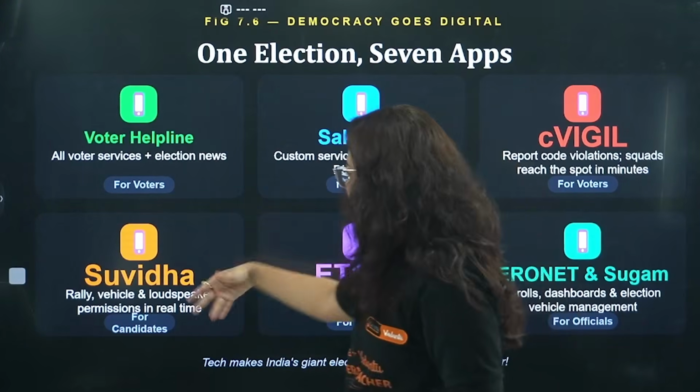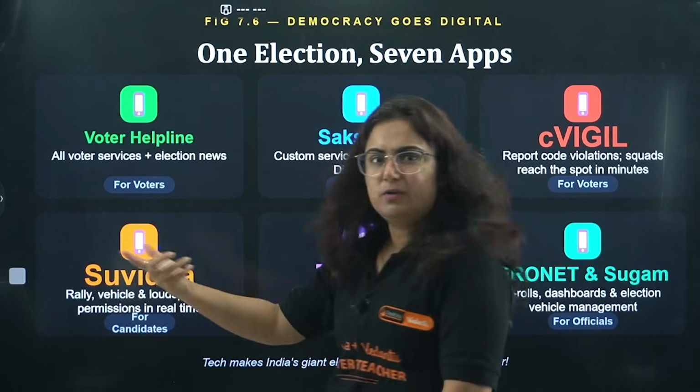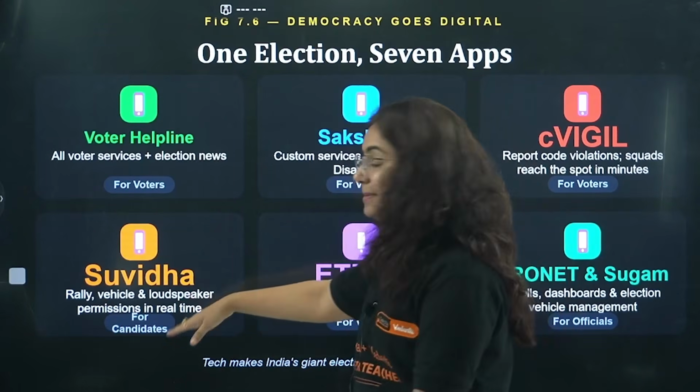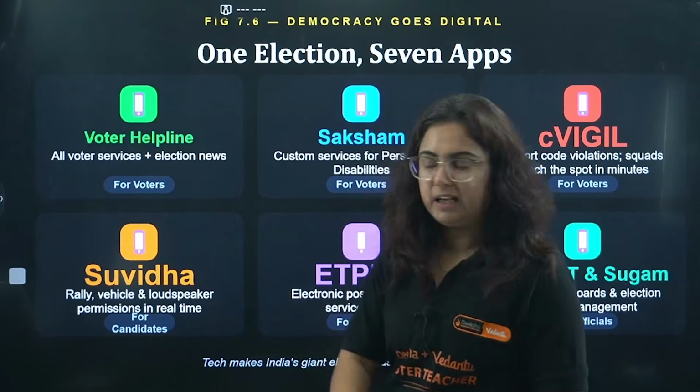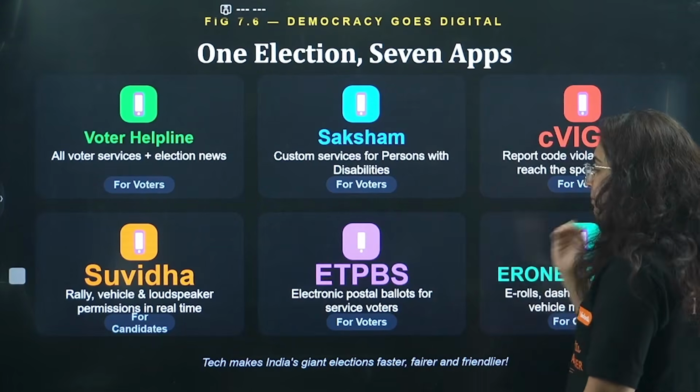Next is Suvidha. That is for rallies. You will see in a rally a lot of vehicles being used, loudspeakers being used. So the permission needs to be taken on time. This app is used for that.